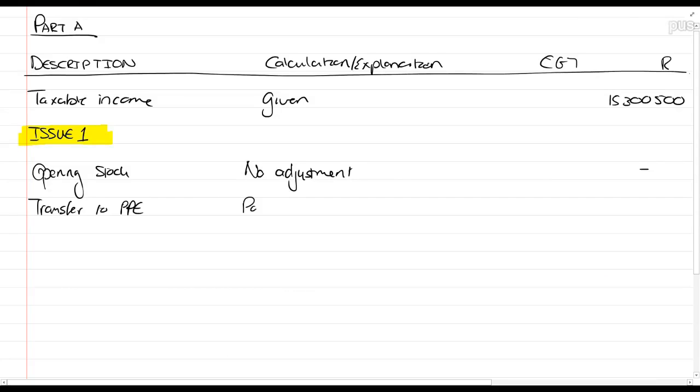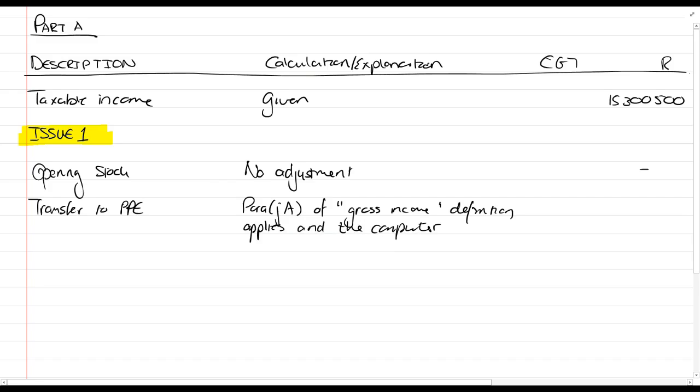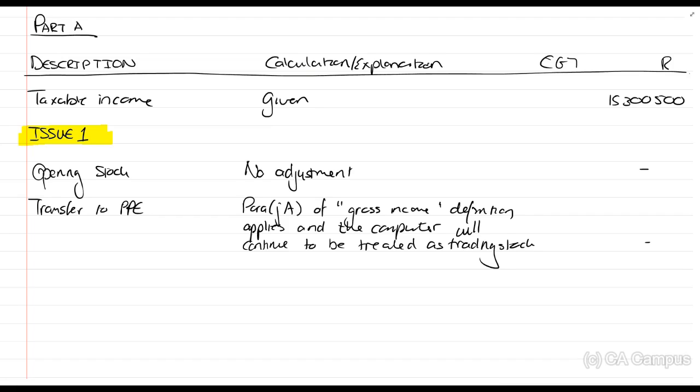Here we will say paragraph JA of the gross income definition applies, and the computer will continue to be treated as trading stock. Okay, now guys, your solution is obviously one that I've compiled myself, so please also do work through it, the layout there and everything, how it looks. I want you to do the same.